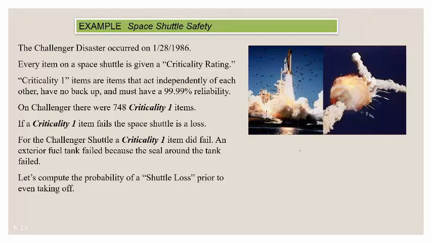So on the Challenger space shuttle, there were 748 what they called criticality 1 items, okay? The other thing that's really important about criticality 1 items is that if a criticality 1 item fails, the space shuttle's a loss. For example, if the wings fall off the plane, the shuttle's a loss. It's not going to make its way home. For the Challenger shuttle, a criticality 1 item did fail. That exterior fuel tank failed because the seal around the tank failed. So let's compute a probability that was probably given to the astronauts before they took off. Let's compute the probability of a shuttle loss even prior to taking off.